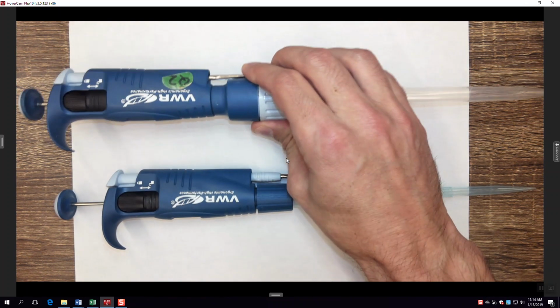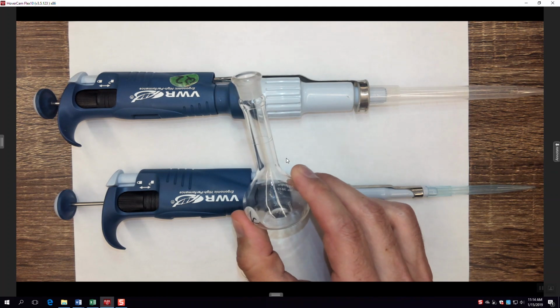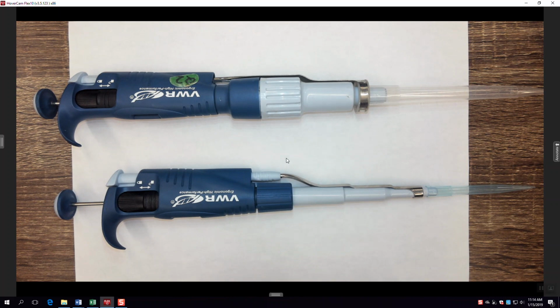So we're going to look at the accuracy by comparing the average amount transferred to the accepted value of half of a milliliter. And then we're going to look at the precision by doing this 5 times and looking at, is it reproducible? Is it delivering half a milliliter or whatever volume it's delivering over and over and over again? And we're going to repeat that for both the other pipetter and for the volumetric flask.